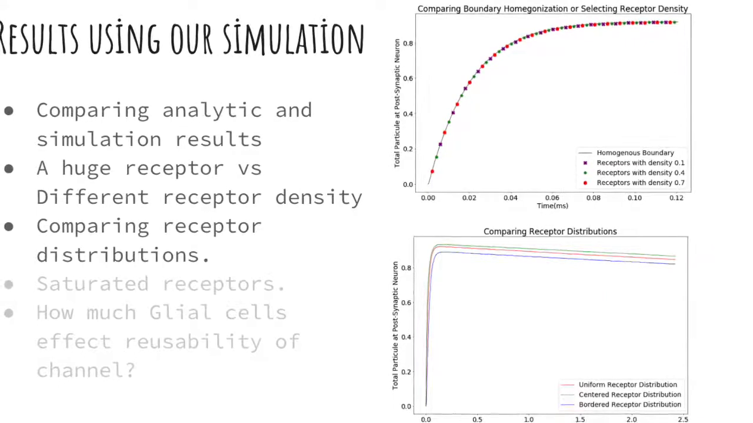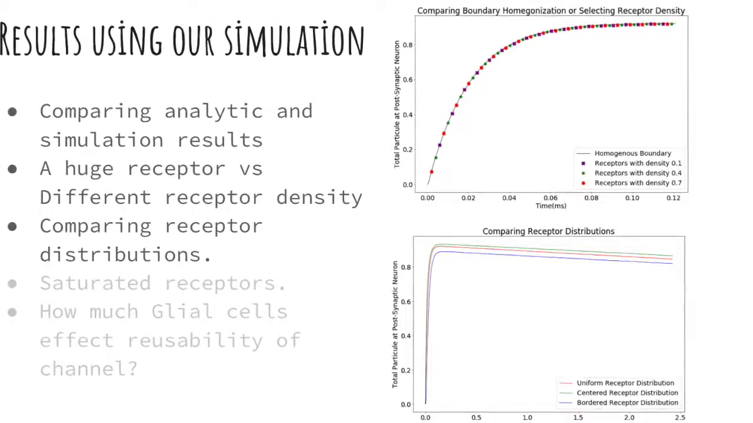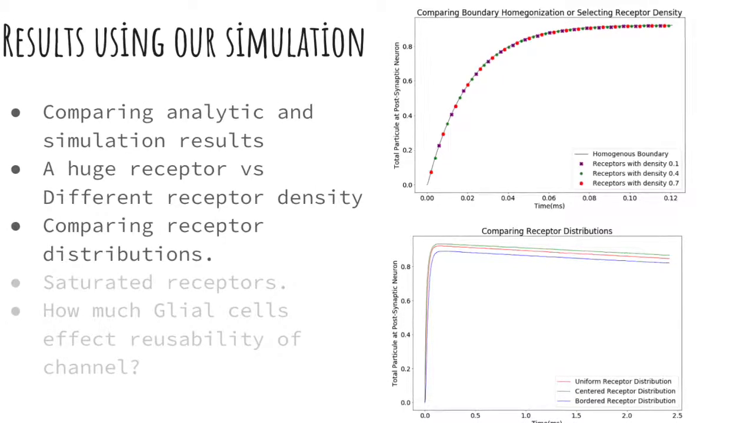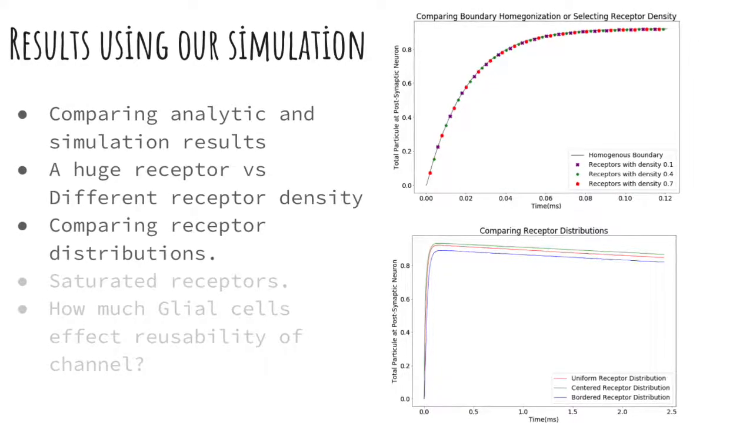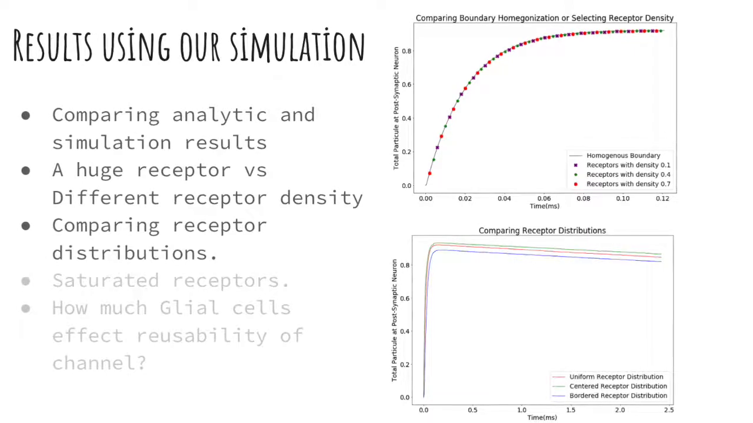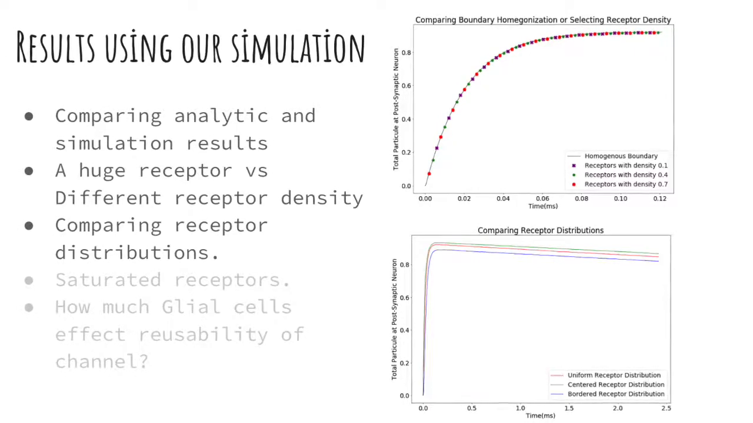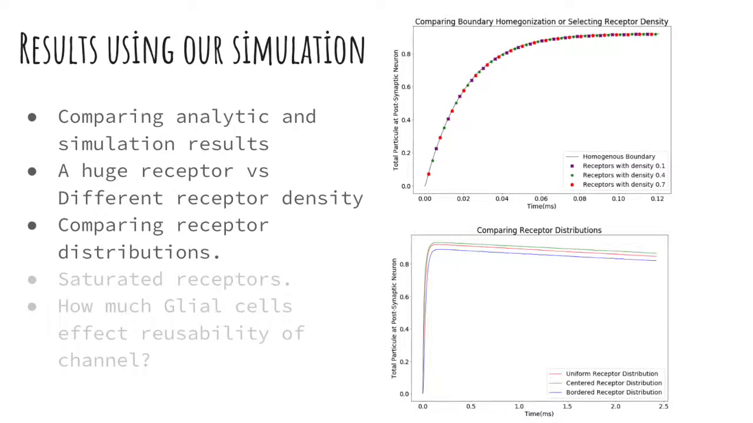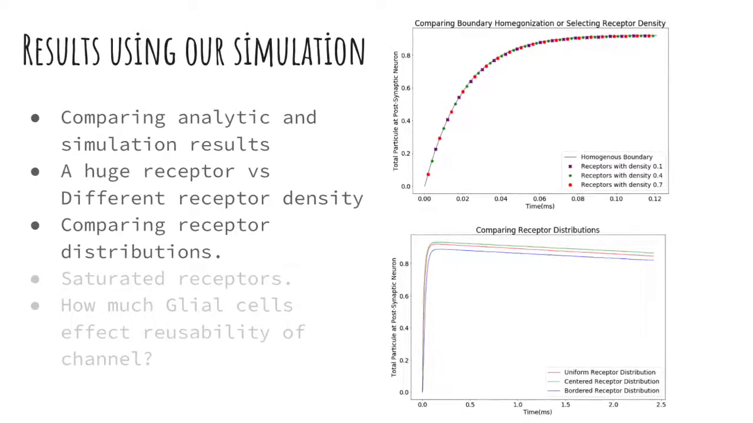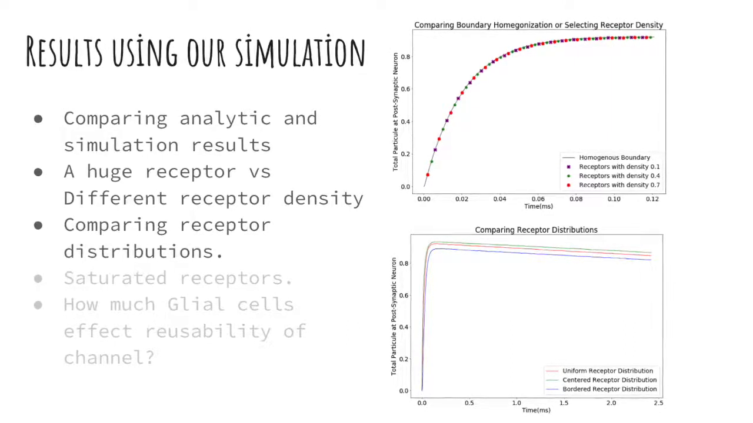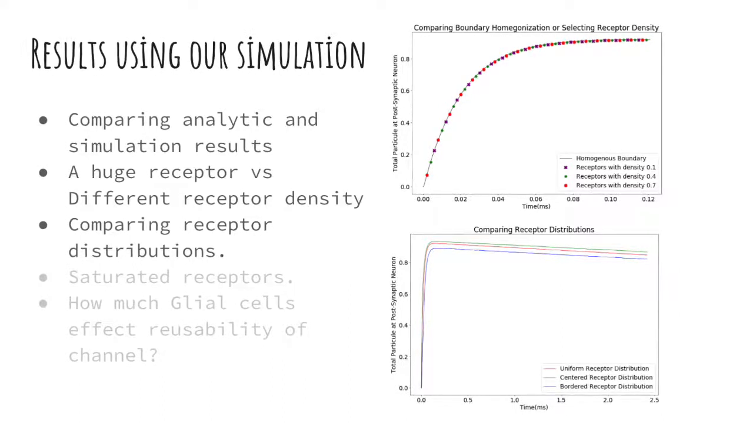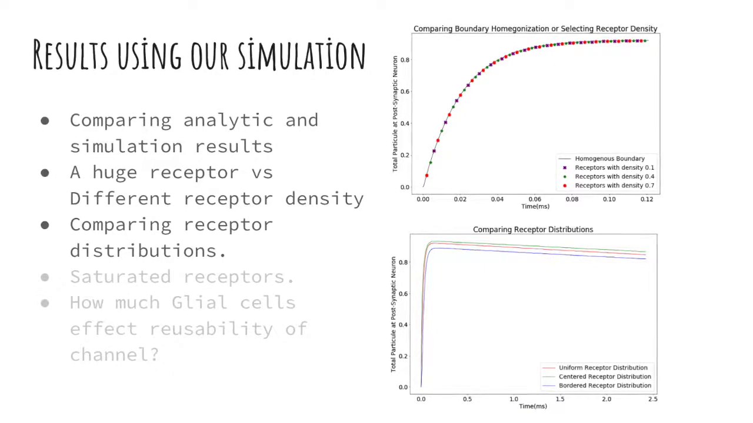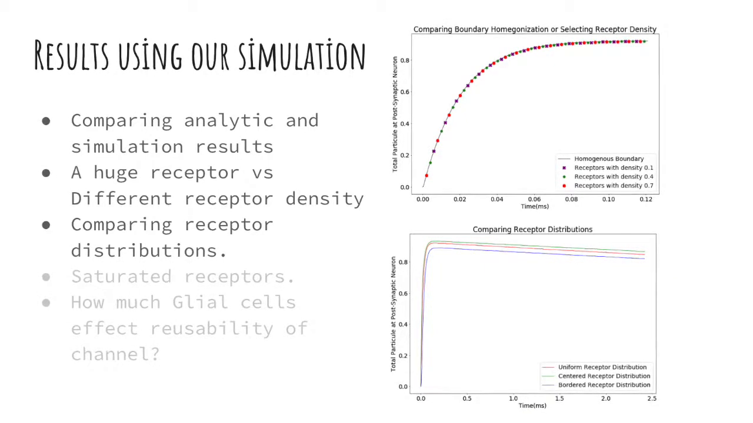First of all, we tested the difference between assuming the wall as a homogeneous boundary, thinking of the wall as a huge receptor, and assuming the wall has uniformly distributed receptors with different densities. We realized that there is not a big difference between them and also the receptor density doesn't affect it. However, when we compared different distributions of receptors in the second figure, we realized that it affects the total particle count at the postsynaptic wall over time. When we put receptors at the center of the postsynaptic wall, it absorbs more particles. It is because the release point of particles in the presynaptic wall is its central point.